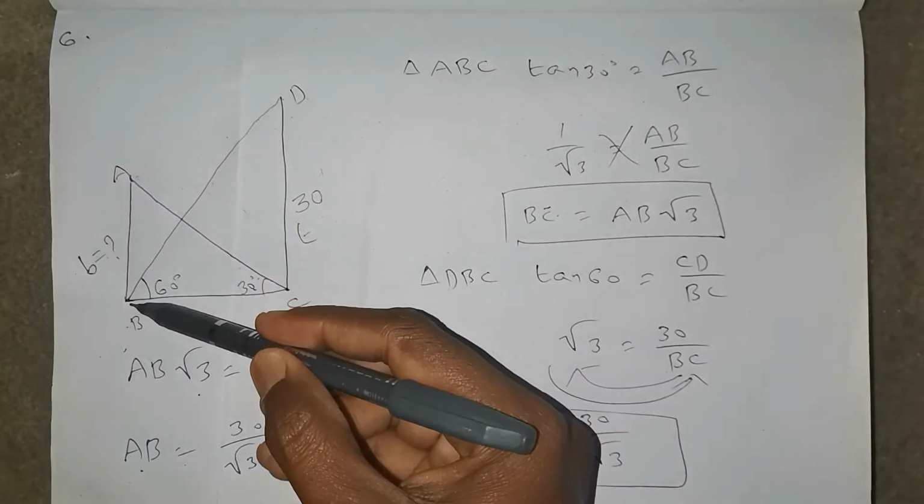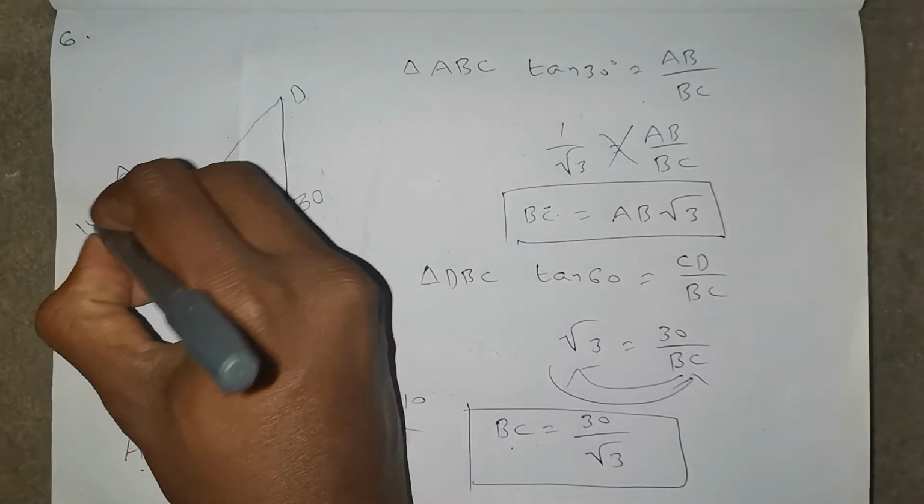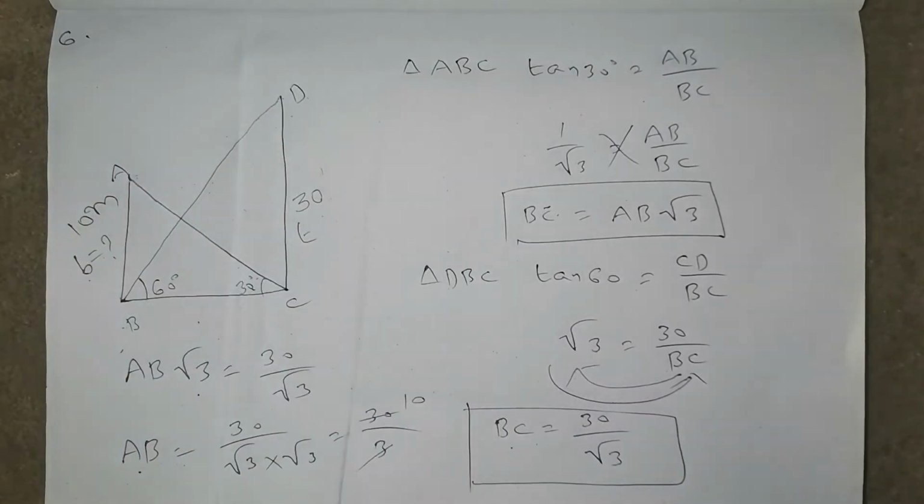Here AB is nothing but the height of the building. That height of the building is 10. All the measurements are in meters, so this is also in meters. The height of the building is 10 meters.